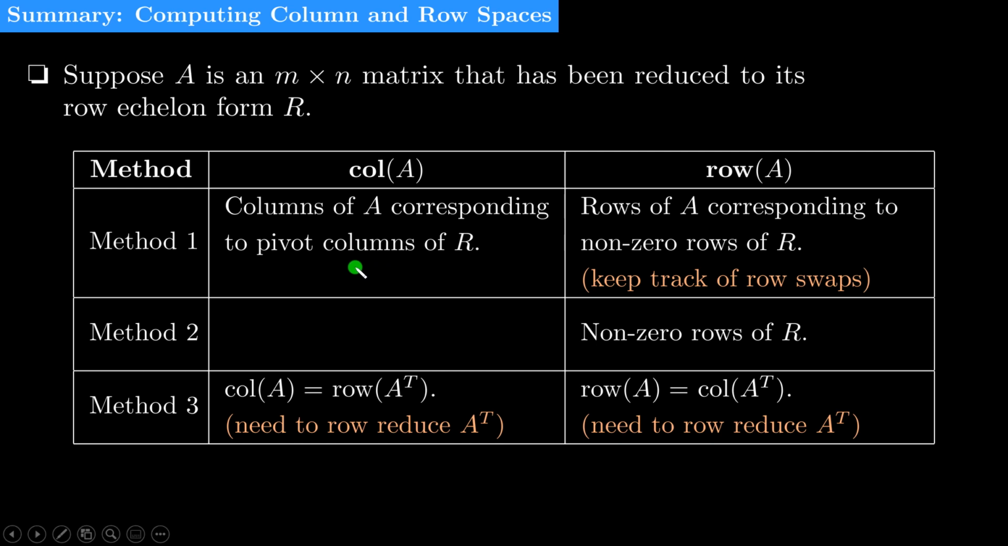Of course, the easiest method of computing the column space of A is just method 1, the columns of A corresponding to the pivot columns of R. And for the row space of A, the easiest method is method 2, the non-zero rows of R. Now, under what circumstances do we have to use method 1 to compute the row space of A? When the question asks you to compute a basis for the row space of A using only rows from the matrix A, then you will have no choice but to use either method 1 or method 3.